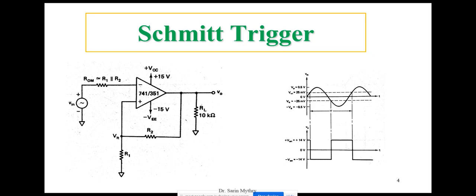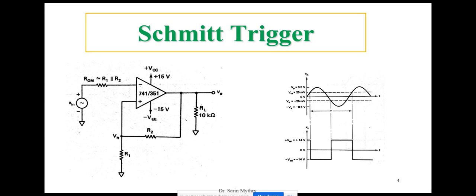And what does this circuit do? This circuit will convert any kind of irregular shaped waveforms into a square wave or pulse. What is the application of the Schmitt trigger? It is a circuit which converts any kind of irregular waveform into a square wave.